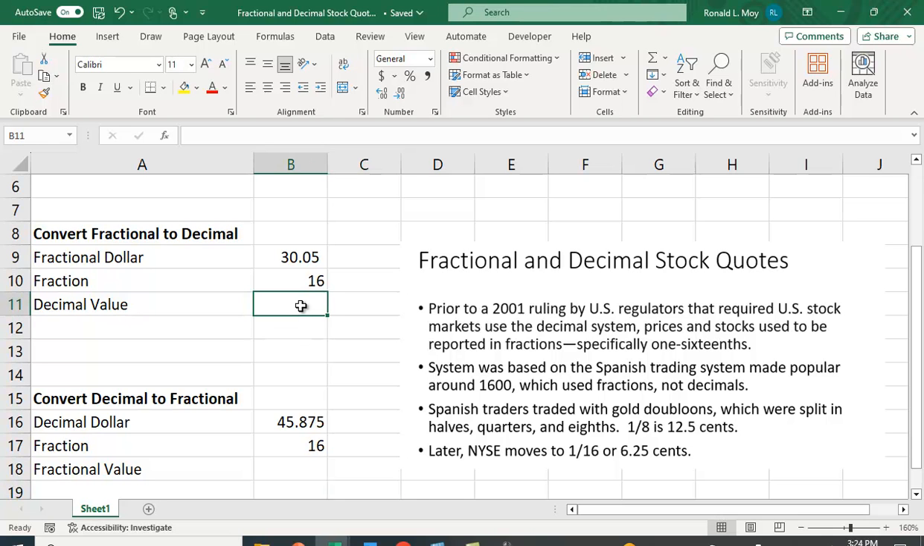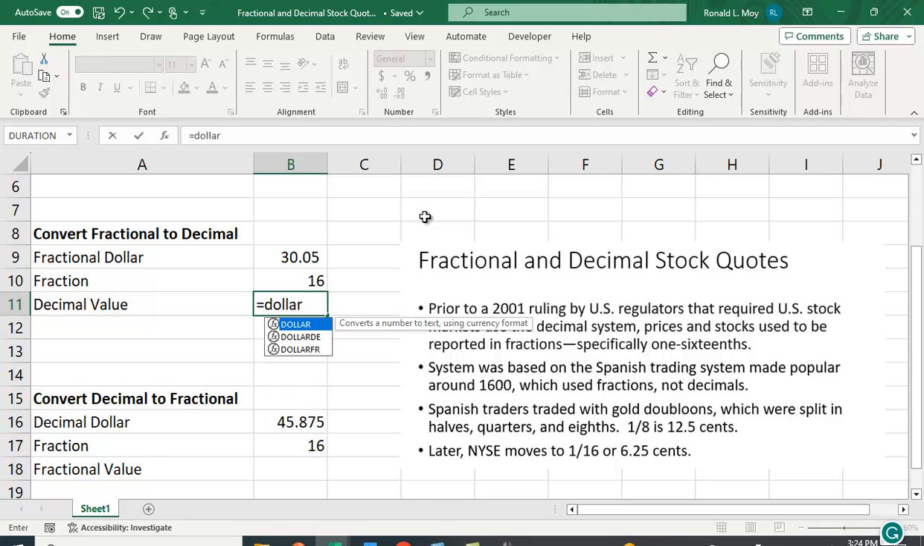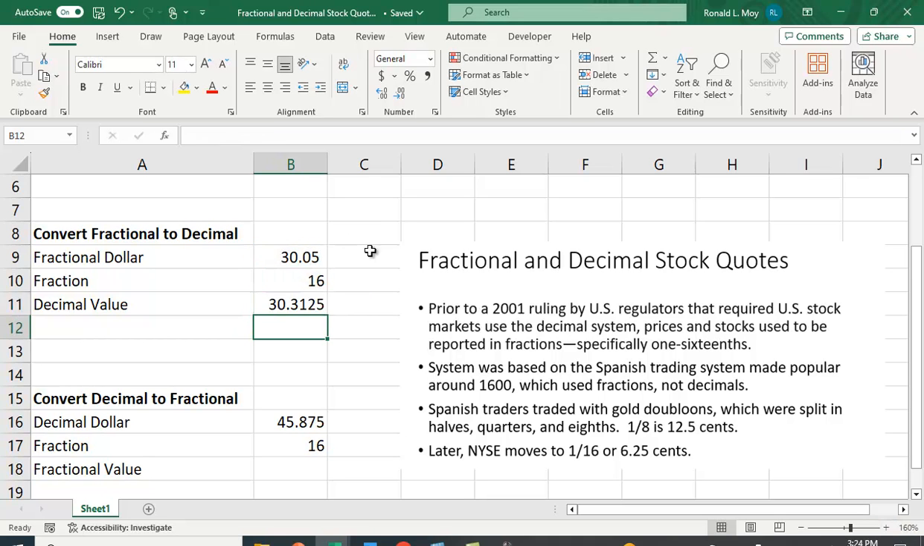Or we can use this function here, and the function happens to be DOLLARDE. So it's dollar to decimal. You put in the fractional dollar, and then you put in the fraction, which is sixteenths, and you get 30.3125. If you took 5 and divided it by 16, you would get 0.3125.